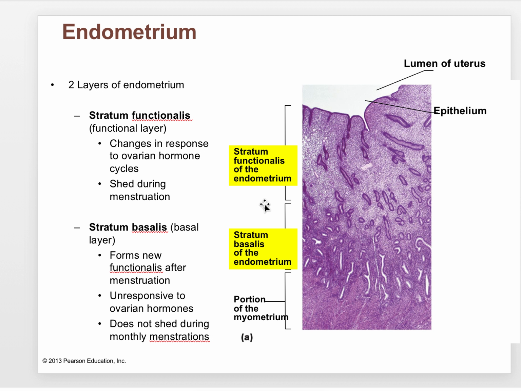Stratum functionalis is toward the lumen of the uterus, and this changes in response to the ovarian hormone cycles. So this can change and alter. Stratum basalis doesn't change much. It's unresponsive to the hormones, which is why it does not shed during menstruation.